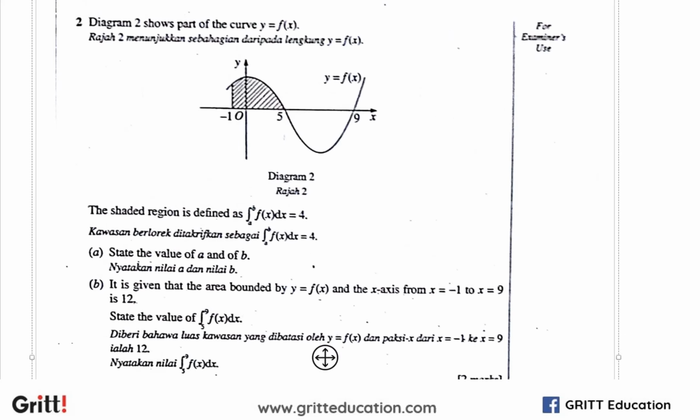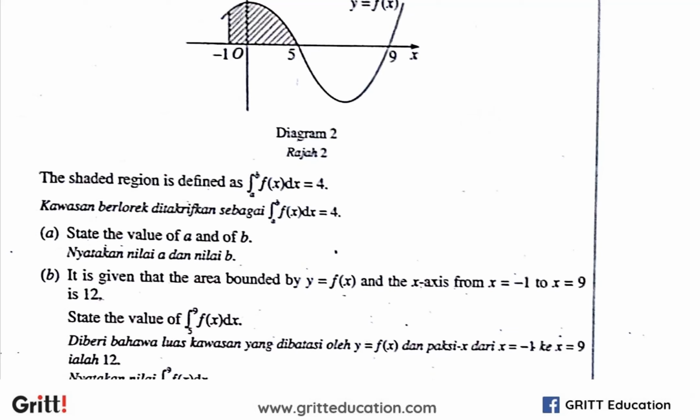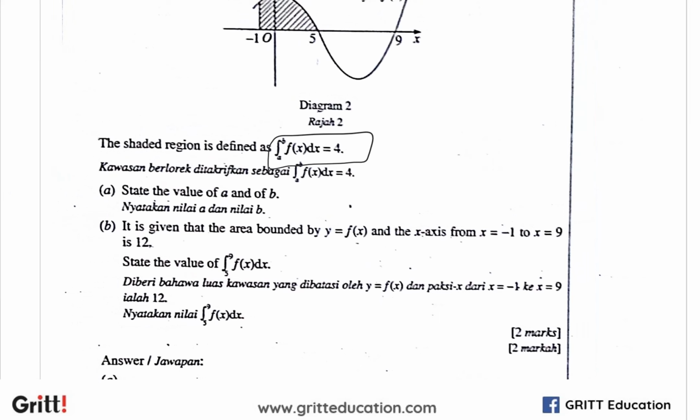Right. So diagram 2 shows part of the curve y equals f(x). Alright, so we have a graph of f(x) there. Now, the shaded region is defined as the integral from a to b of f(x) dx is equal to 4. Alright, so we want to keep this in mind. Now, they ask, state the value of a and b.